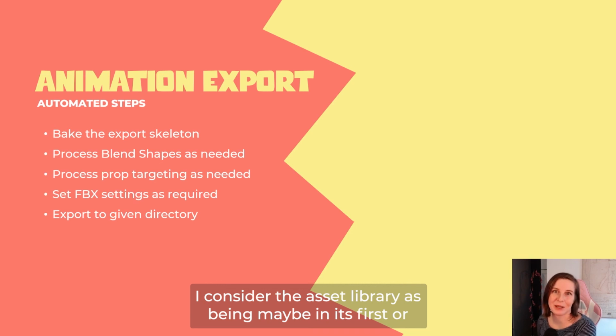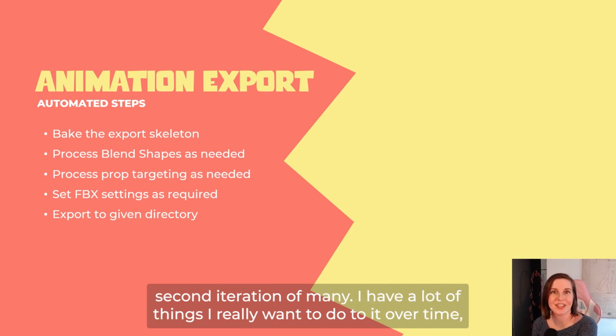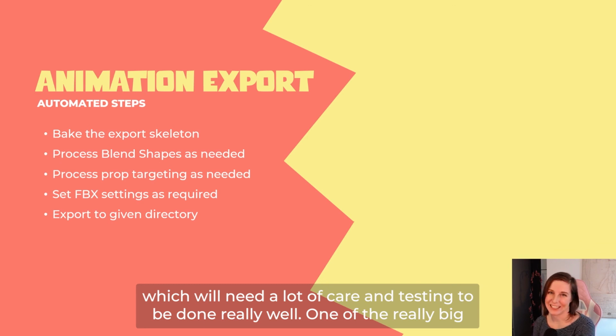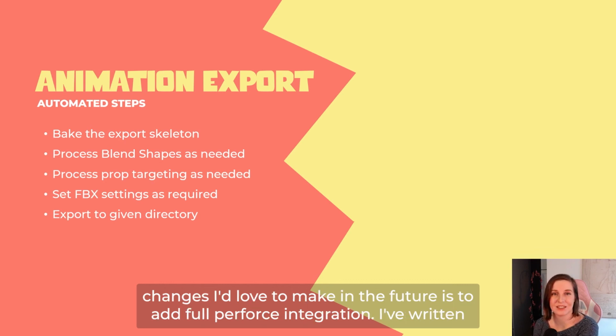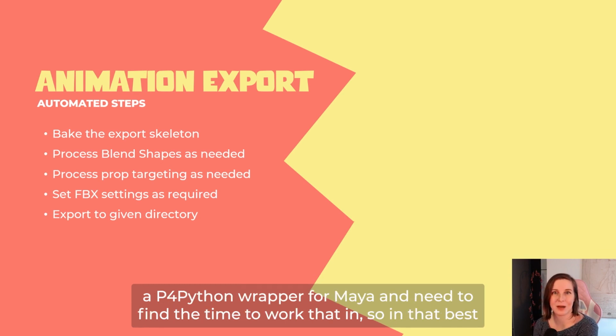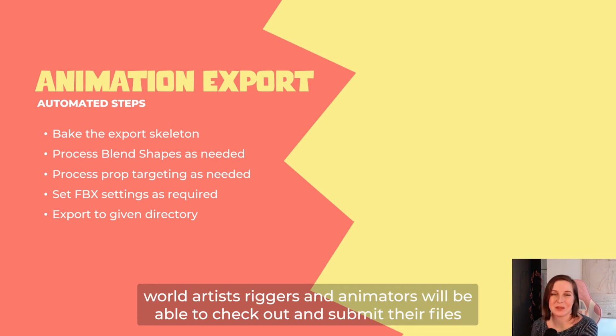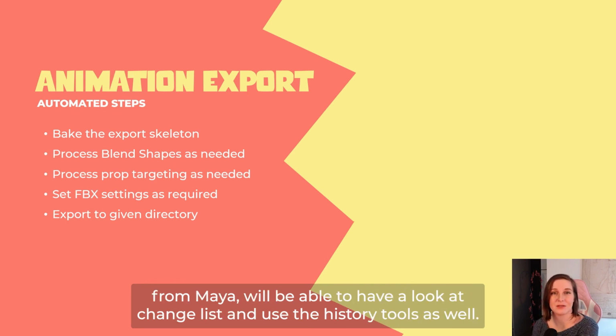I consider the asset library as being maybe in its first or second iteration of many. I have a lot of things I really want to do to it over time, which will need a lot of care and testing to be done really well. One of the really big changes I'd love to make in the future is to add full Perforce integration. I've written a P4 Python wrapper for Maya and need to find the time to work that in. So in that best world, artists, riggers, and animators will be able to check out and submit their files from Maya. We'll be able to have a look at change lists and use the history tools as well.